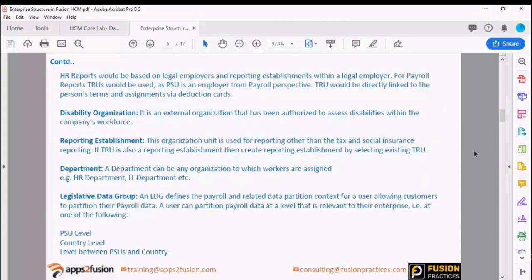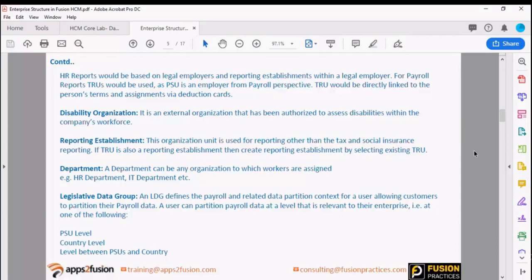Now, there are disability organizations. Disability organizations are external organizations which can assess the disabilities within your company workforce. Then after that, we have reporting establishment. Again, reporting establishment is like, the legal entity which you create, you can also create as a reporting establishment. So whenever you have to do some reporting other than taxation, you can use that legal reporting establishment organization.